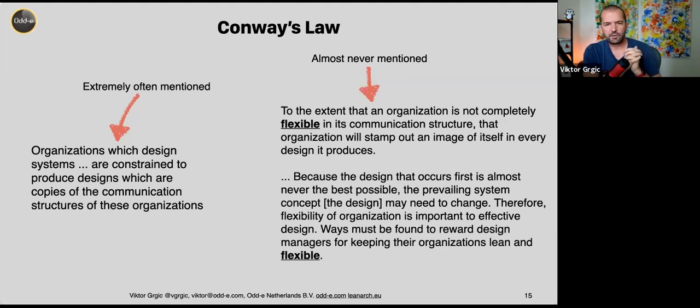Because a design that occurs first is almost never the best possible, the prevailing system concept may need to change. So you could say, let's create the architecture first, and then create the teams accordingly. But the problem is that the architecture will change, and you cannot keep changing the whole organization every time the architecture changes. Especially, because of organizational structure, it will actually prevent the needed change in architecture. Therefore, the flexibility of organization is important to effective design. Ways must be found to reward design managers for keeping the organization lean and flexible. So now the question is, what kind of organizational structure do we need to make sure that we don't stamp out an architecture which looks the same as the organizational structure? I will get to that.